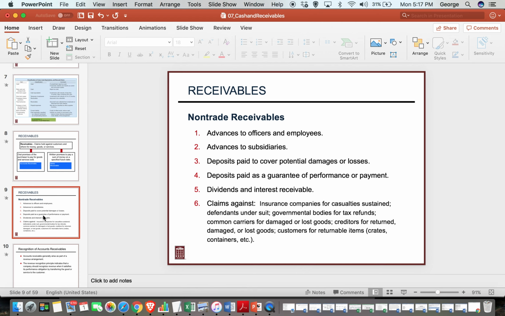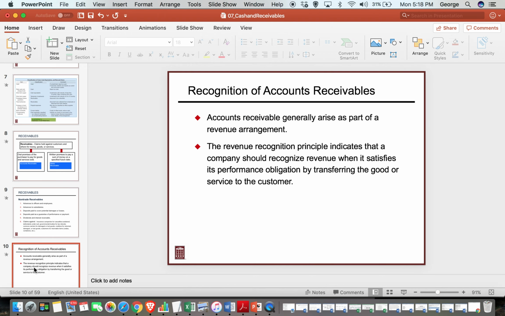Dividends and interest receivable would be a non-trade. Those are non-trade receivables. And then any claims that we have against insurance companies for casualty. So as a casualty, our roof fell off. They owe us $5,000. That's a non-trade receivable. If someone else, a defendant in a suit, we're suing somebody, we expect to win, that would be a non-trade receivable.